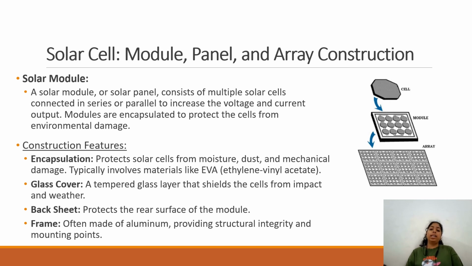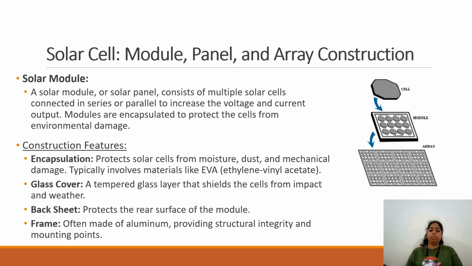Now, let us look at solar cell module, panels, and array construction. Solar module. A solar module or solar panel consists of multiple solar cells constructed in series or parallel to increase the voltage and current output. Modules are encapsulated to protect the cells from environmental damage.